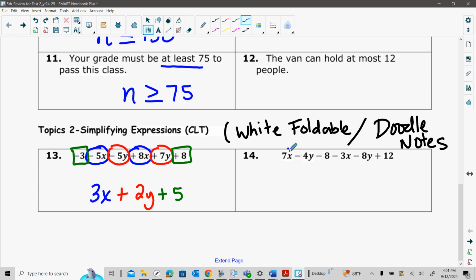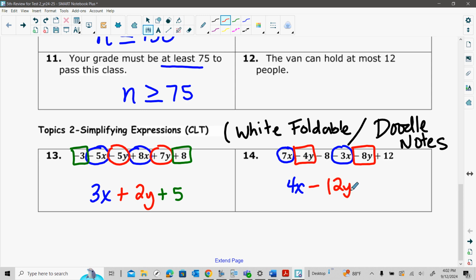If I look, I have a 7x here. Remember, when we're combining, we need to pay attention to the sign in front of the variable as well. So this is really saying 7x minus this 3x. If I combine those together, 7 plus the negative 3, this will end up being 4x. Then I'm going to go to my y's. Use your sign in front, negative 4y and a negative 8y. When I combine those, this is a negative 12y.